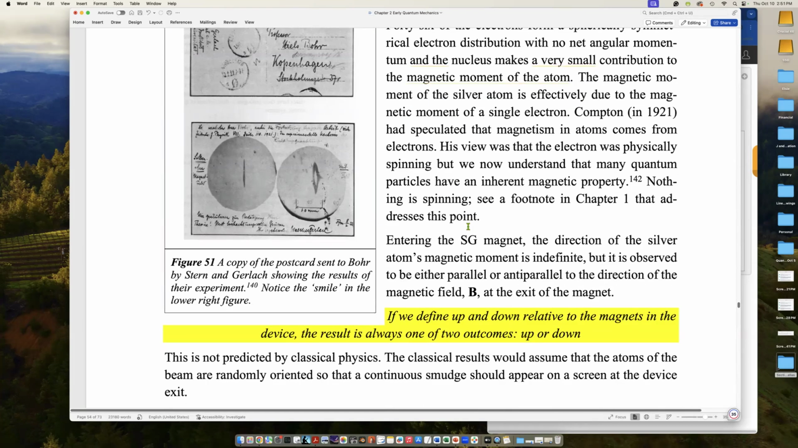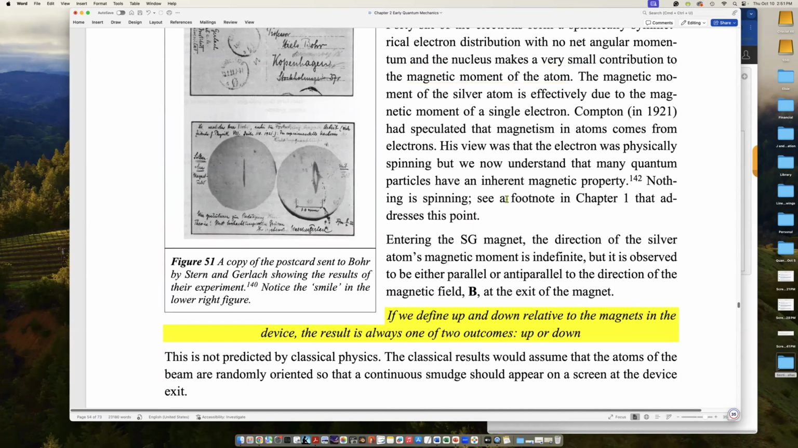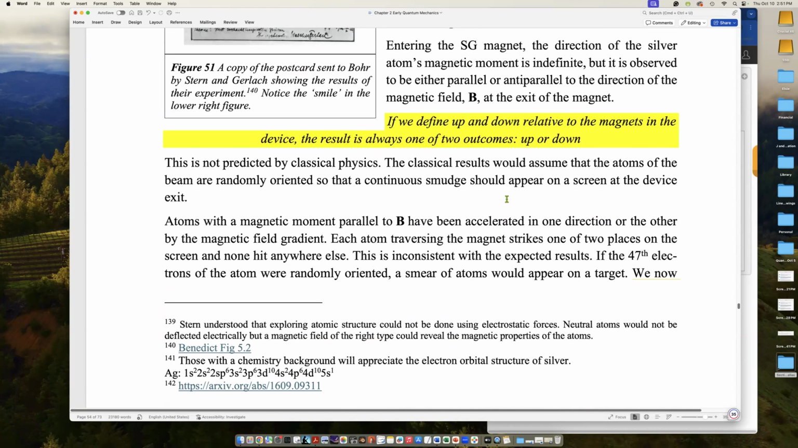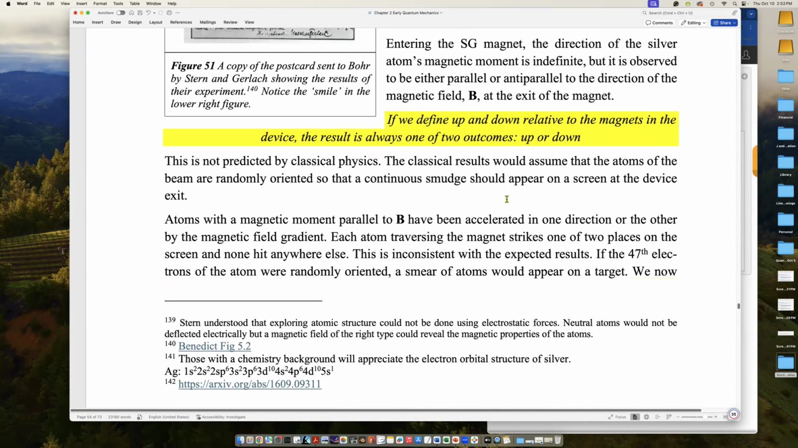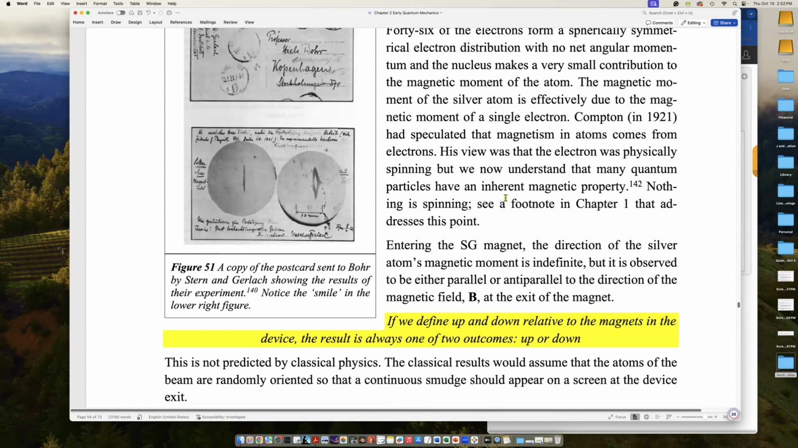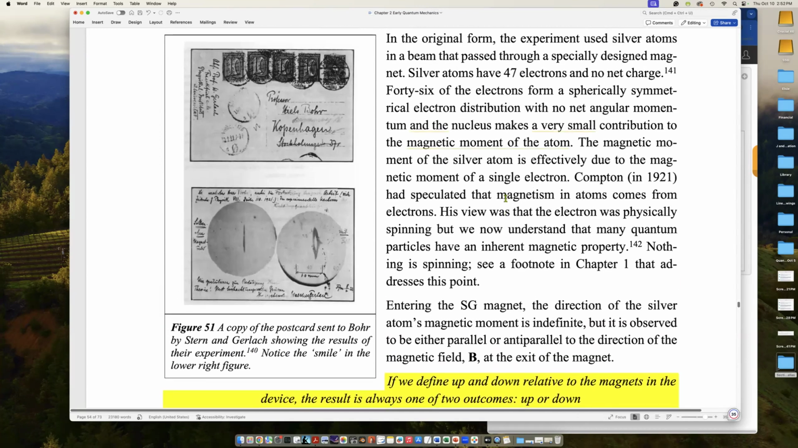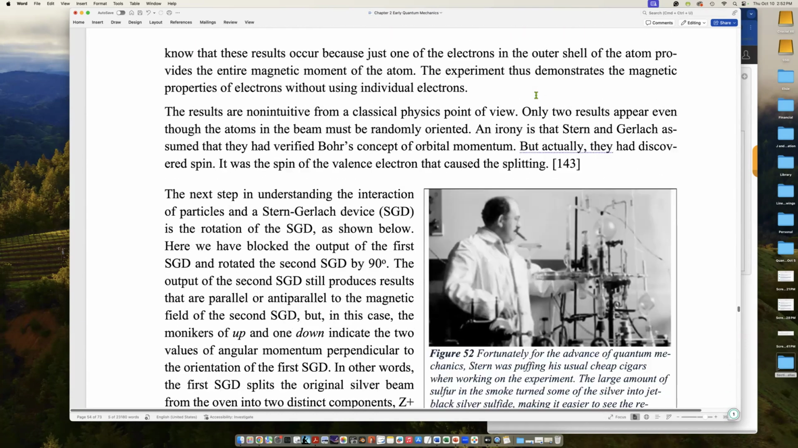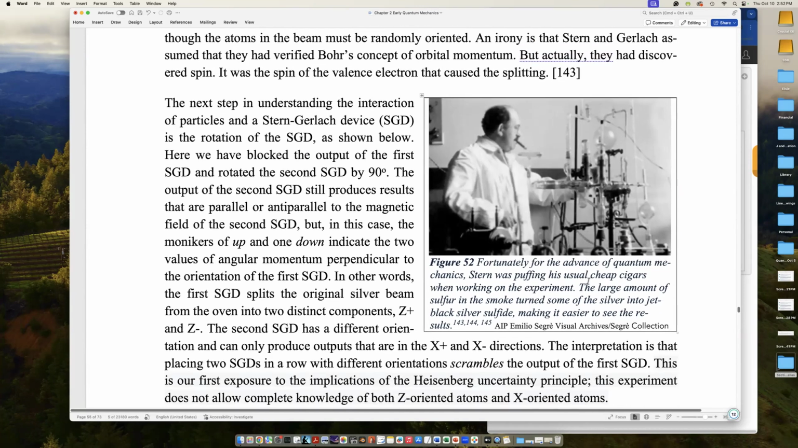And this, along with information or conjecture by Uhlenbeck and Goudsmit, made people think very seriously about the influence of the electrons in the outer shells of large complex atoms such as silver with 47 electrons. Things started coming together. By the way, here's Stern doing experiments.